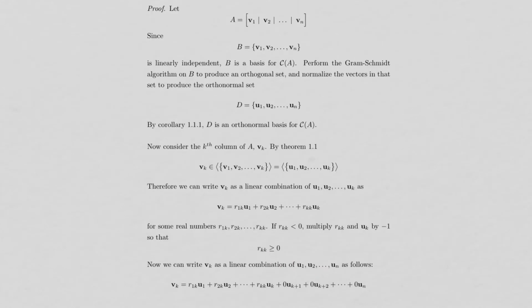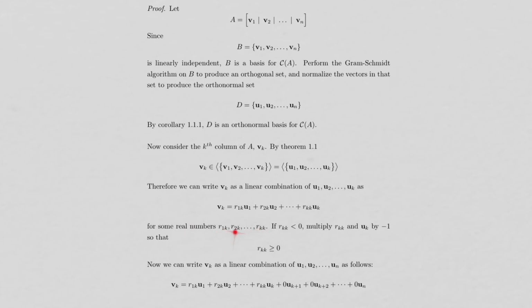Now we're going to consider the kth column of the matrix A, which is V sub k, since I've called the columns of A V's up here. Well, V sub k, of course, is in the span of the set containing V1, V2, up to V sub k, because it's in the spanning set. And theorem 1.1, the Gram-Schmidt theorem, tells us that the span of this set is equal to the span of this set. So I can write V sub k as a linear combination of the vectors in this set, which I've done down here, for some arbitrary real numbers, R1k, R2k, up to Rkk.